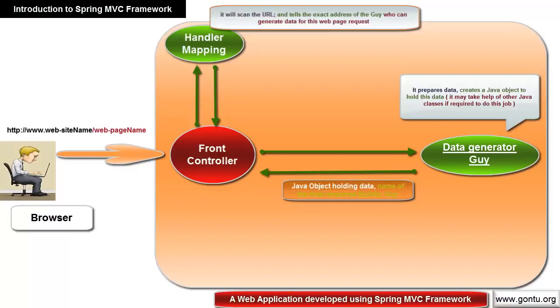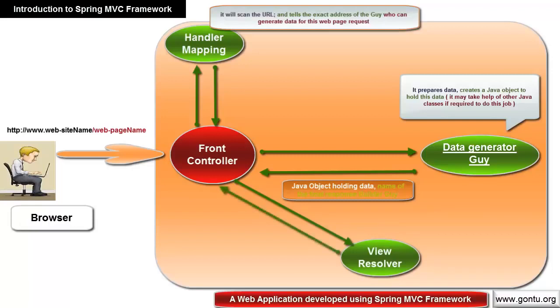In the same way, the front controller is having a Java object which is to be consumed by some component whose name is available, but not the actual address where it is located in the application in order to frame the response. So it sends this name to another helper guy called as a view resolver, who tells the exact address of this guy to the front controller.